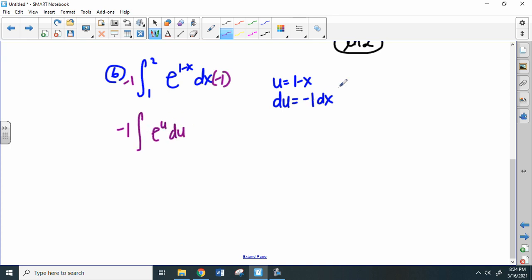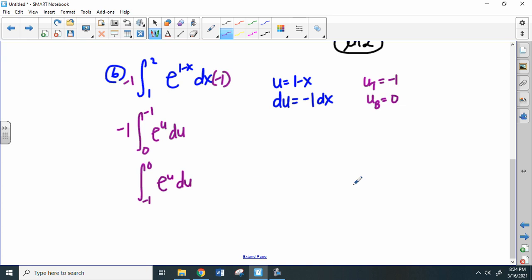But I want to change my bounds so that I never have to plug x's back in. So for the top, 1 minus 2 is negative 1. For the bottom, 1 minus 1 is 0. Here's another one where you're welcome to flip it over if you feel more comfortable doing that. It does make your integral positive because 2 negatives would make a positive. So you're welcome to do that, but it is not necessary.